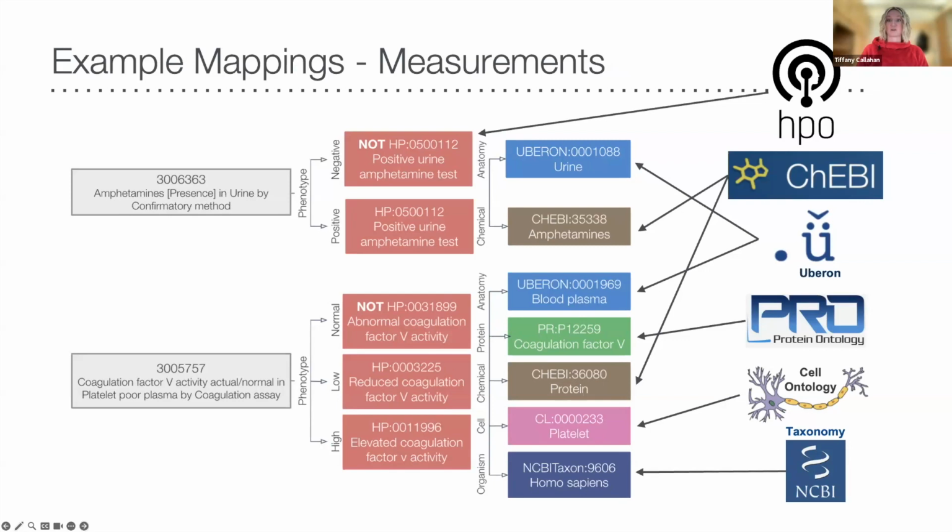This first demonstrates what a positive and negative result for a urine test for amphetamines would look like. Here we use logic on the human phenotype ontology concept to indicate a positive or negative result. We map urine to the Uberon anatomy concept for urine, and we map amphetamines to the ChEBI ontology concept.